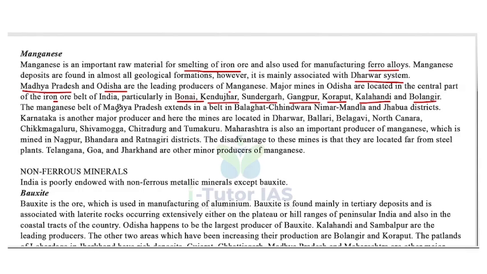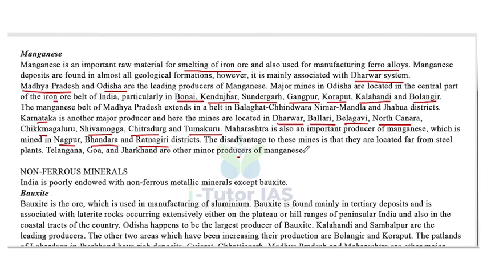The manganese belt of Madhya Pradesh extends in a belt in Balaghat, Chhindwara, Nimar, Mandla, and Jhabua districts. Karnataka is another major producer, and here the mines are located in Dharwar, Ballari, Belagavi, North Kannada, Chikmagaluru, Shivamogga, Chitradurga, and Tumakuru. Now next one is Maharashtra. It's also an important producer of manganese, which is mined in Nagpur, Bhandara, and Ratnagiri districts.